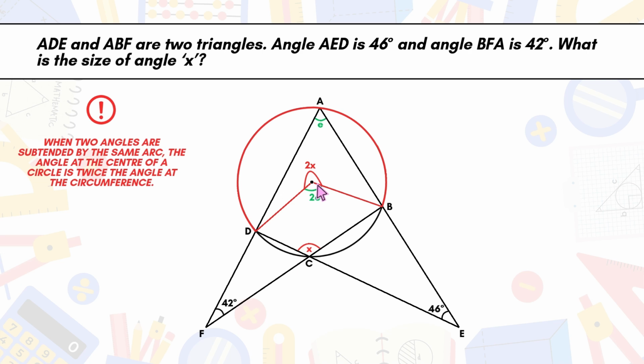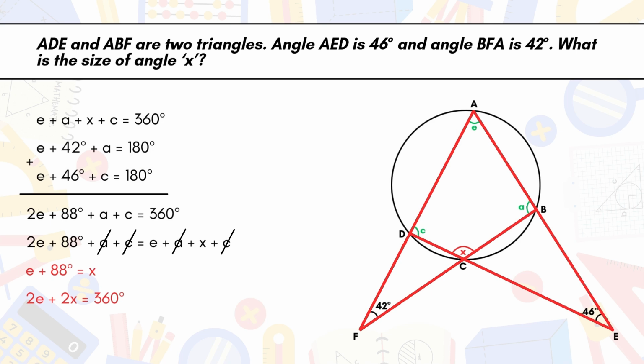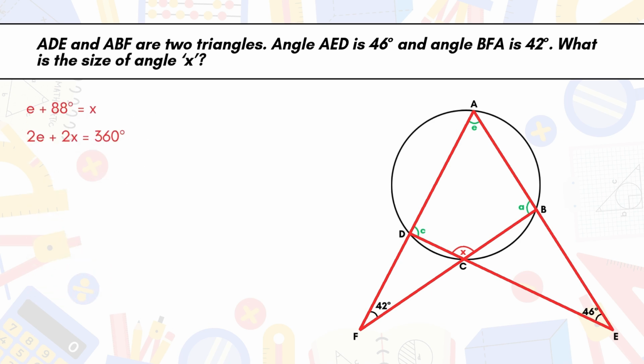Now that we know that, notice that 2X plus 2E equals a full 360 degrees. Let's write that down. Well, what do you know? We have two equations with two of the same variables. We can easily solve for the two variables now. We can simplify 2E plus 2X equals 360 down to E plus X equals 180, basically dividing both sides by 2. That means E equals 180 minus X.